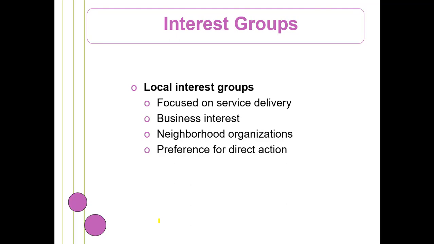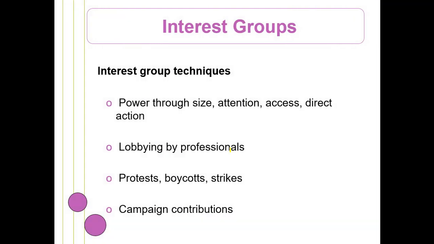What kind of services are being delivered there? Again, the business interests. We've got neighborhood organizations that are a little bit more active, obviously, on the local level. And then because things move so slow on the federal level, on the local city level, you have a little bit more preference there to get direct action through your interest group efforts. So interest groups do lots of different things.